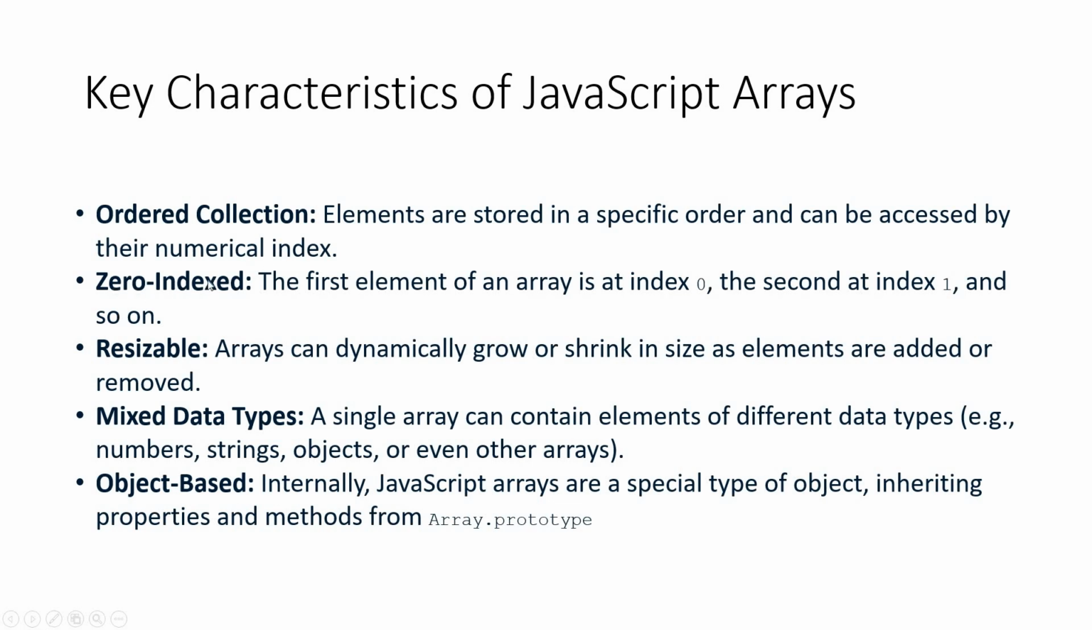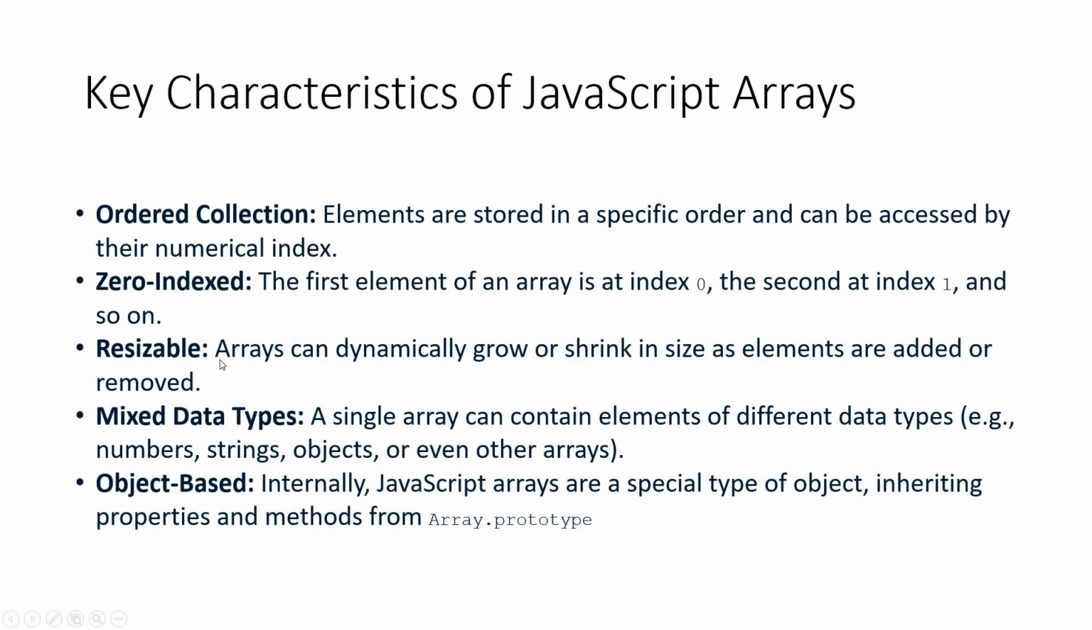So, zero-indexed. In JavaScript, an array always starts with index 0. The first element of an array is at index 0, the second is at index 1, and so on. So in JavaScript arrays, indexing always starts from 0, then 1, 2, 3, 4, and so on. And resizable.